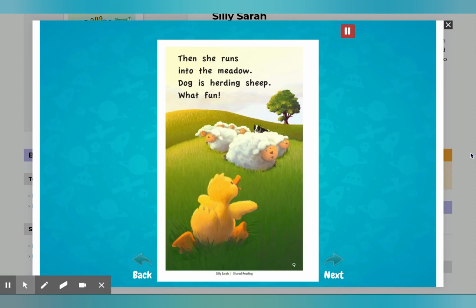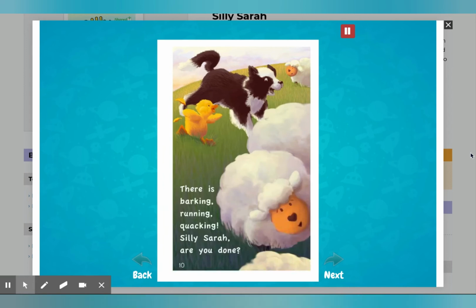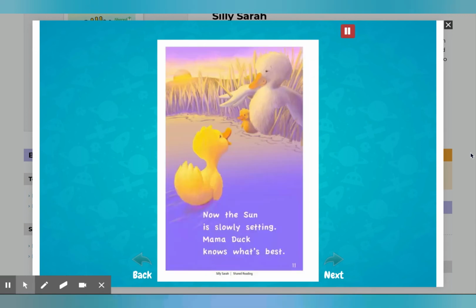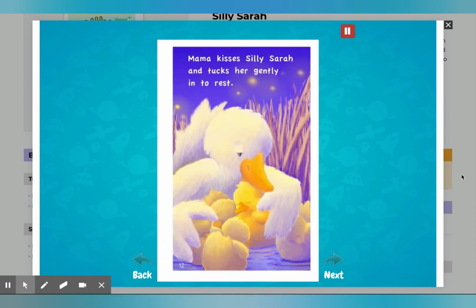Dog is herding sheep. What fun! There is barking, running, quacking. Silly Sarah, are you done? Now the sun is slowly setting. Mama Duck knows what's best. Mama kisses Silly Sarah and tucks her gently in to rest.